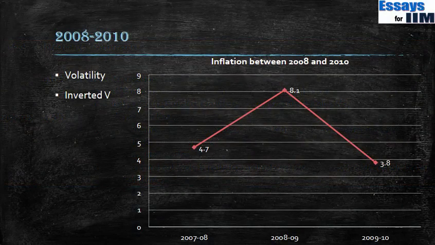Okay, now between 2008 and 2010, as you all know, the global financial crisis struck in 2008, leading to unprecedented volatility in the entire world, which also had its effect on inflation in India. So you can see in 2007-2008 in the graph, the inflation was at a level of 4.7%, rising up to 8.1% in 2008-9. So you can see the inflation nearly doubled. But again it fell to a level of 3.8% in 2009-10. So you can see it's an inverted V.